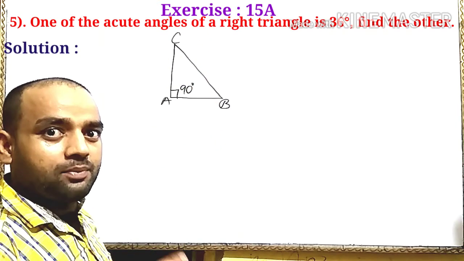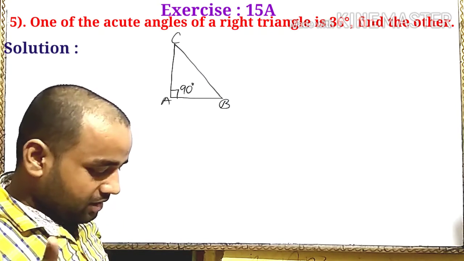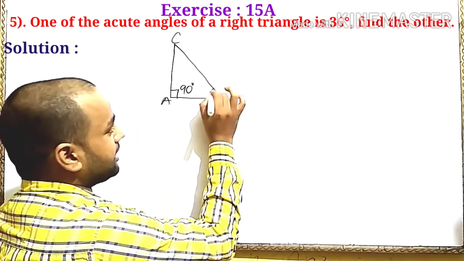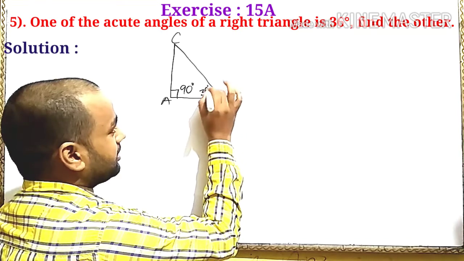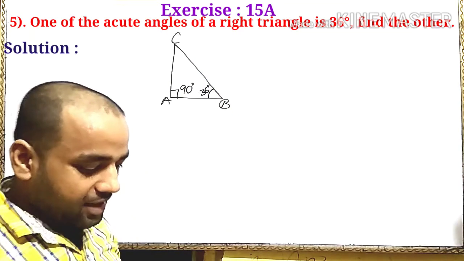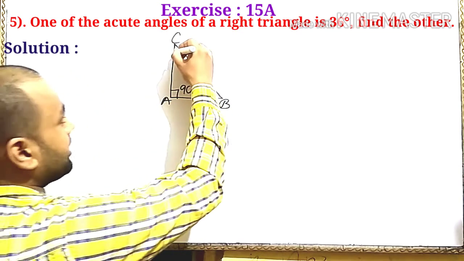So one of them means either of the two is 36 degree. So we let angle B be equal to 36 degree. So find the other angle. So find the angle C here.